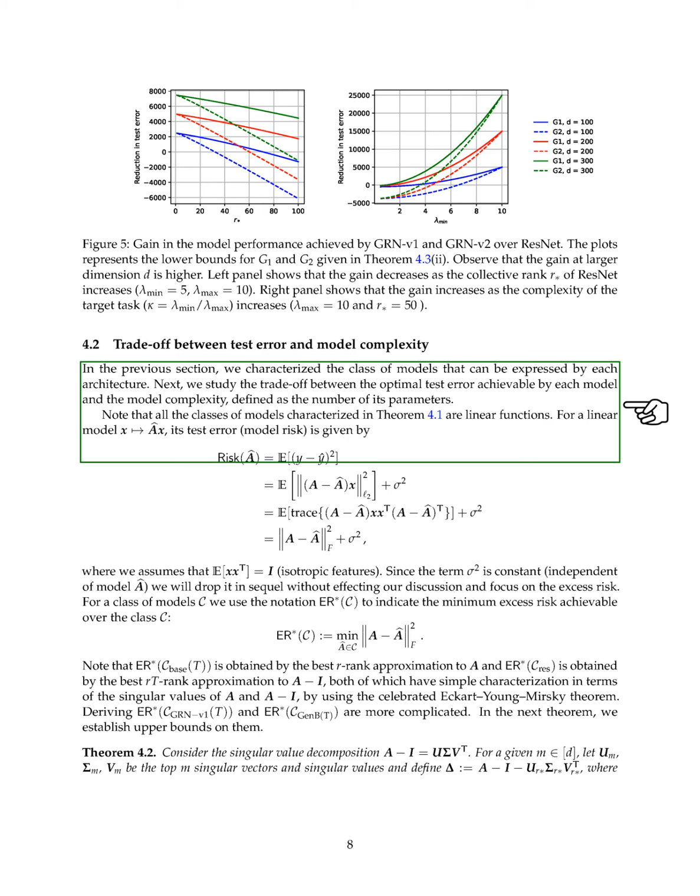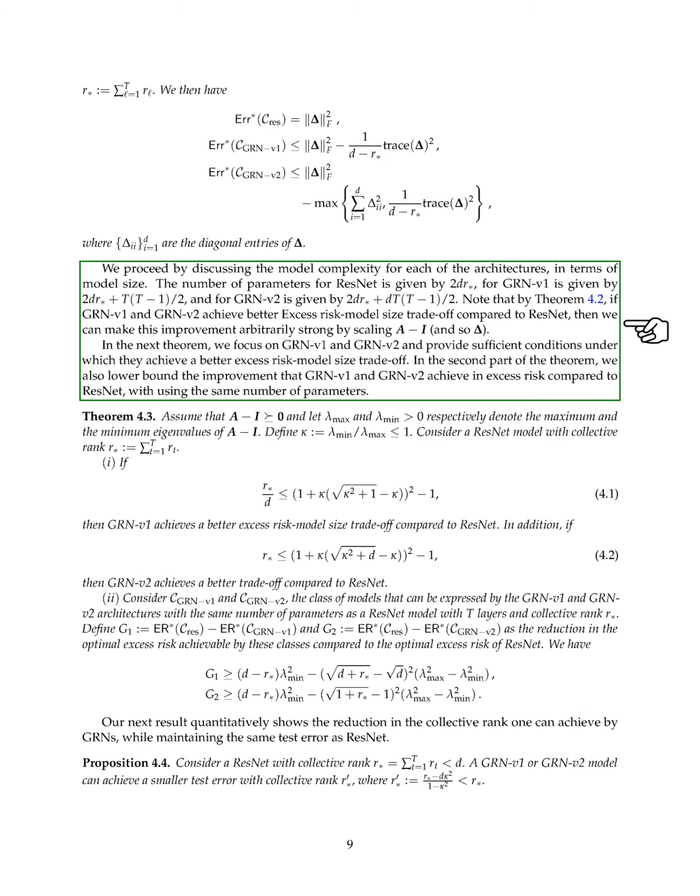Next, we analyze the model complexity for each architecture based on the number of parameters. For ResNet, the number of parameters is twice the product of D and R star. For GRN v1, it is twice the product of D and R star plus a term related to T, and for GRN v2, it includes an additional term involving D and T. We observe that if GRN v1 and GRN v2 show a better trade-off between excess risk and model size compared to ResNet, we can enhance this advantage by scaling the difference term.